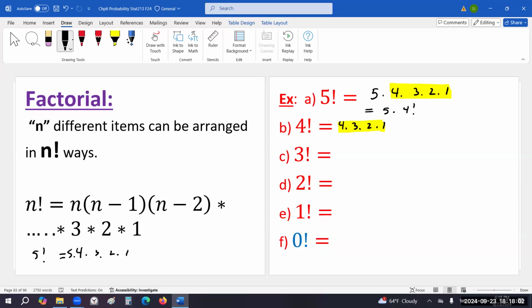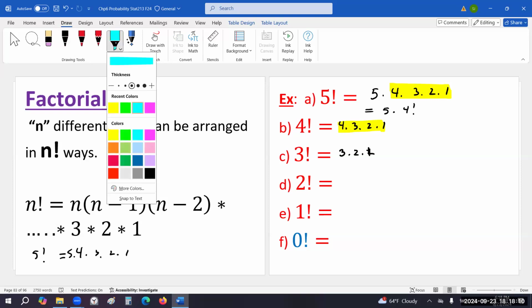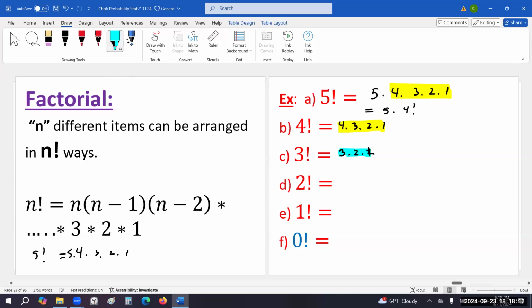What is 3 factorial? 3, 2, 1. But observe, whatever we have for 3 factorial, we have here. Did you notice? Yellow and blue makes green. So we have 4 times 3 factorial.